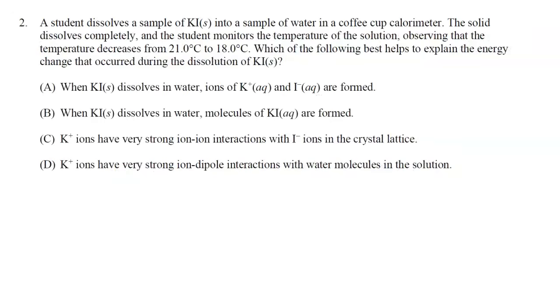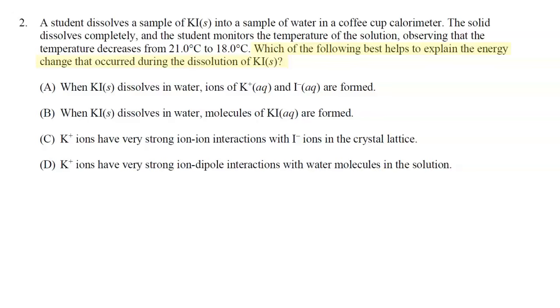Now let's take a look at question 2. In question 2, it says a student dissolves a sample of solid potassium iodide, KI, into a sample of water in a coffee cup calorimeter. The solid dissolves completely, and the student monitors the temperature of the solution, observing that the temperature decreases from 21 degrees Celsius to 18 degrees Celsius. Which of the following best helps to explain the energy change that occurred during the dissolution of solid potassium iodide?